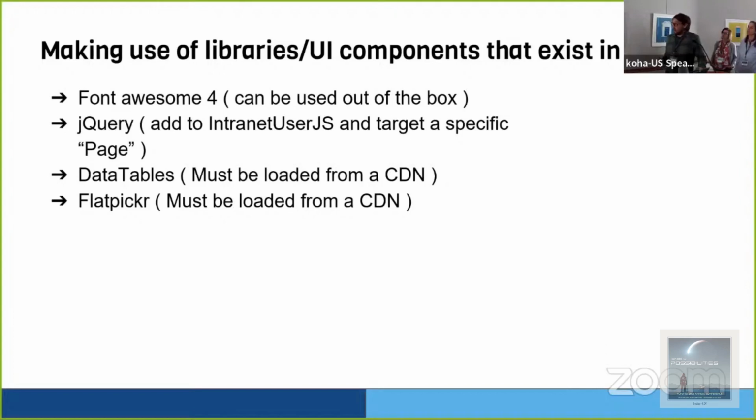Some things that are in Koha can be used, but they're not available to us by default on a given OPAC or staff page, like DataTables or Flatpickr, which you would have to load from a CDN. What's a CDN? It's a content distribution network. It's basically an external source where you're pulling the scripts in, which I'll show a little bit more of here.